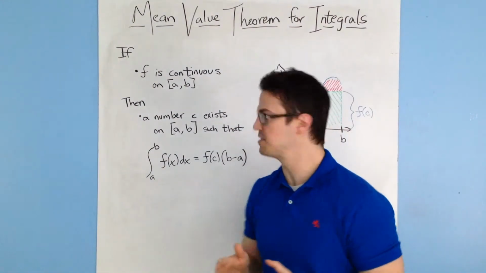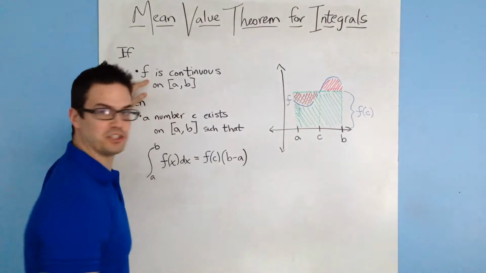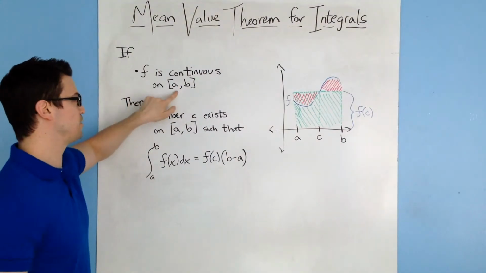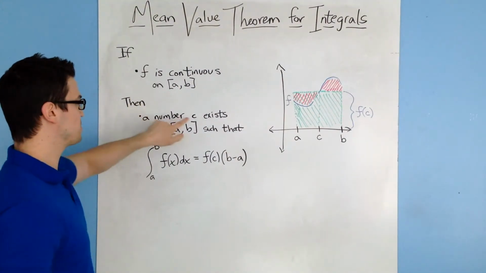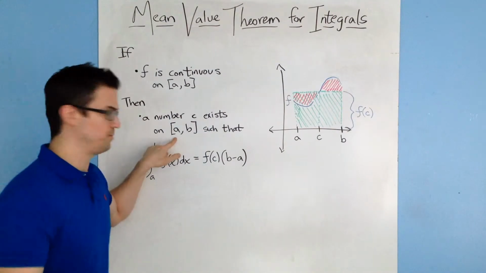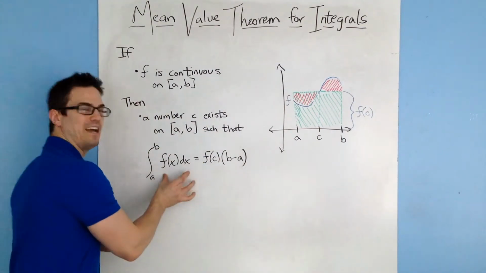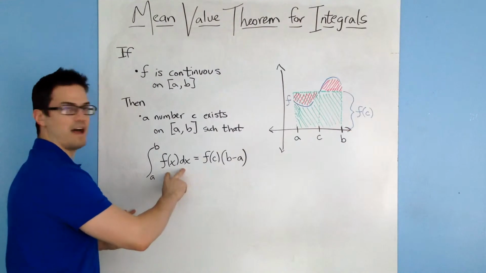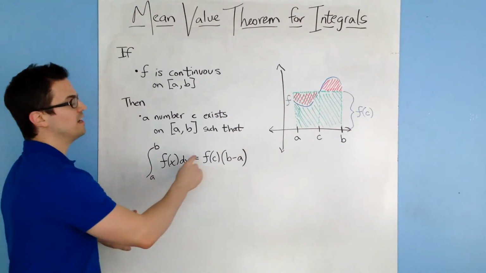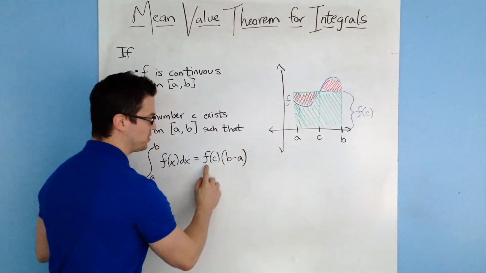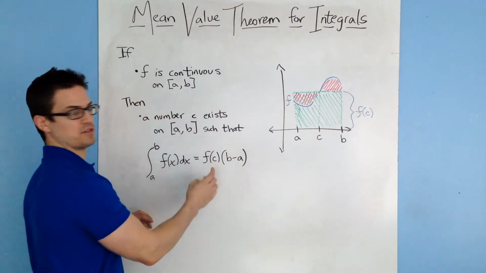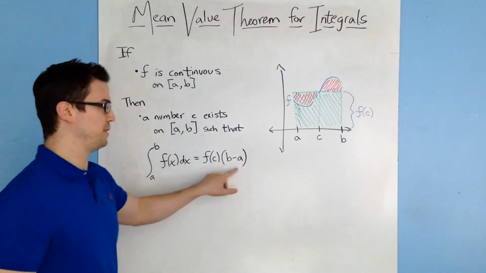So the theorem states this: if some function f is continuous on the closed interval from a to b, then a number c exists on that closed interval such that the definite integral from a to b of f of x with respect to x is equal to the function value at that number c, times the difference between b and a.